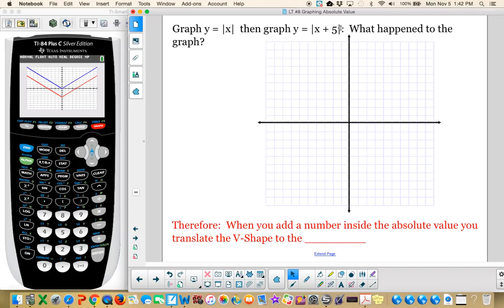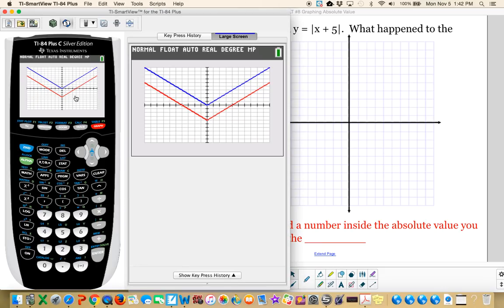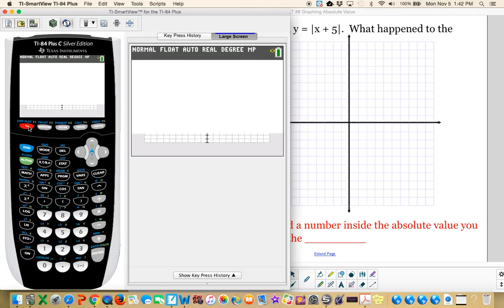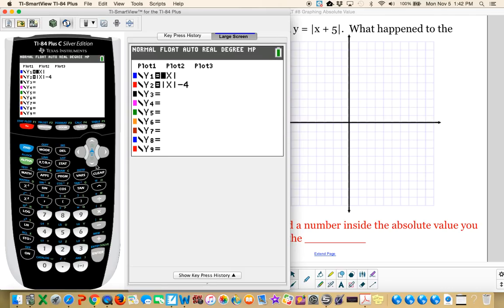Look at what's different in this. We're adding 5, but not on the outside. If we did add 5 on the outside, we'd probably translate up the graph. But in this case, we're adding 5 on the inside. So what would be your prediction? What do you think will happen?